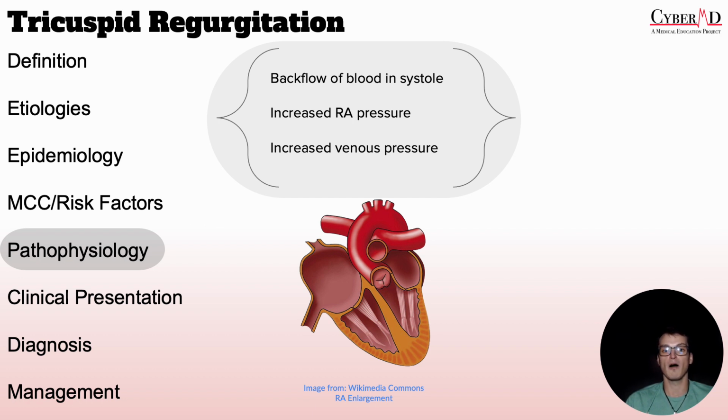With mild or moderately severe tricuspid regurgitation, there are often no major hemodynamic consequences in our patients. However, when tricuspid regurgitation becomes more severe, there can be significant hemodynamic repercussions, which may include right atrium and venous pressure increases, which can lead to signs and symptoms of right-sided heart failure.